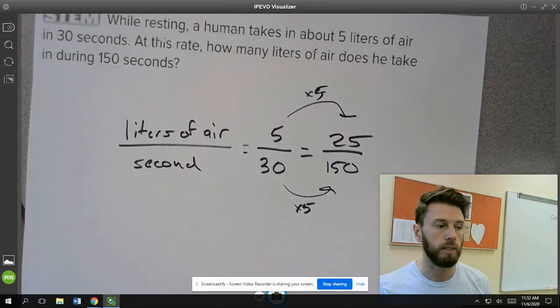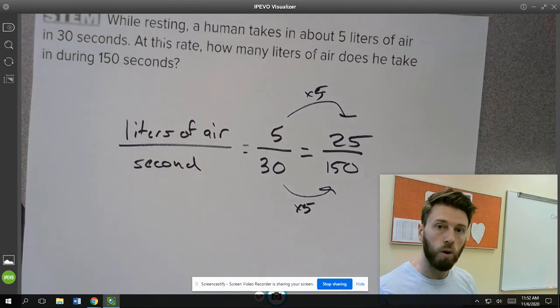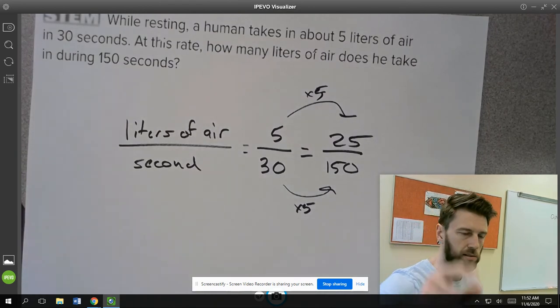So our job is to find those missing values today, use what we know about equivalent ratios and unit rate even to help us solve these problems. See you guys tomorrow.